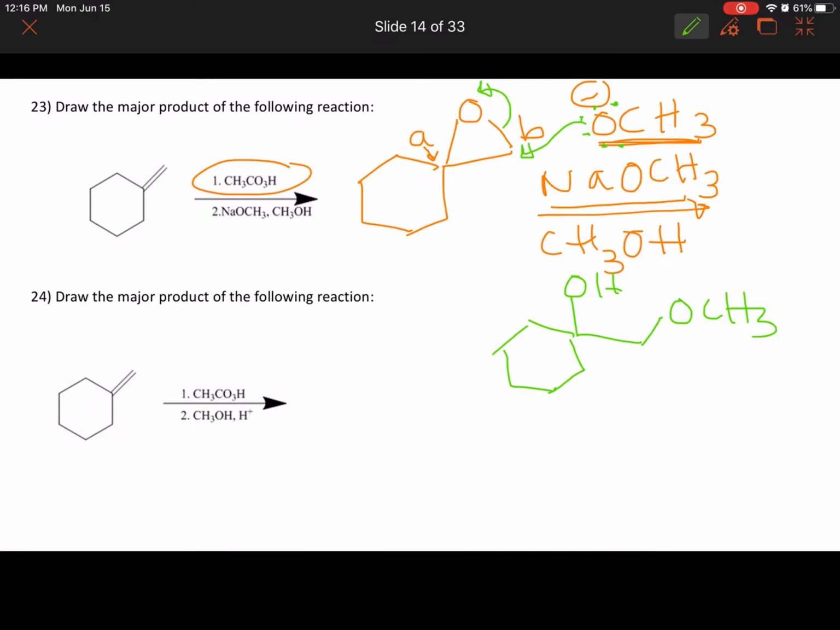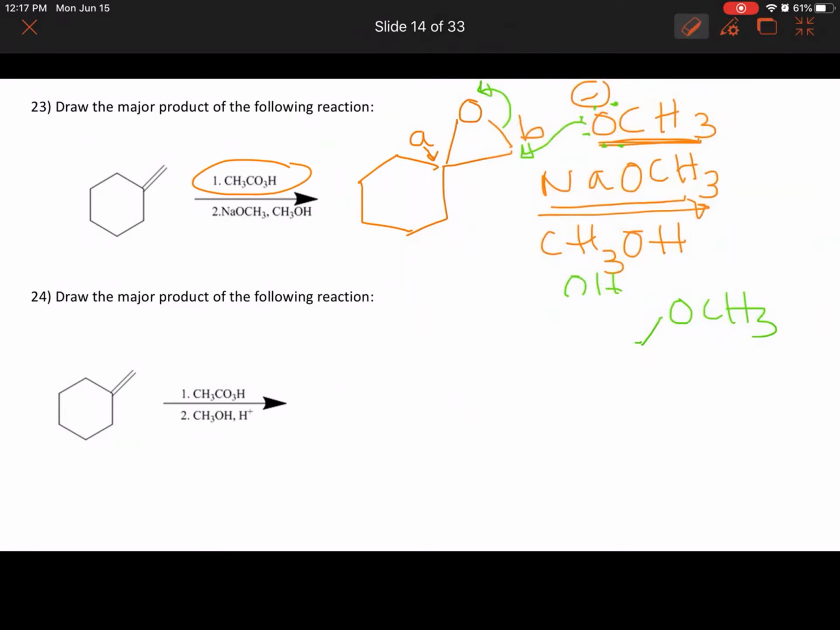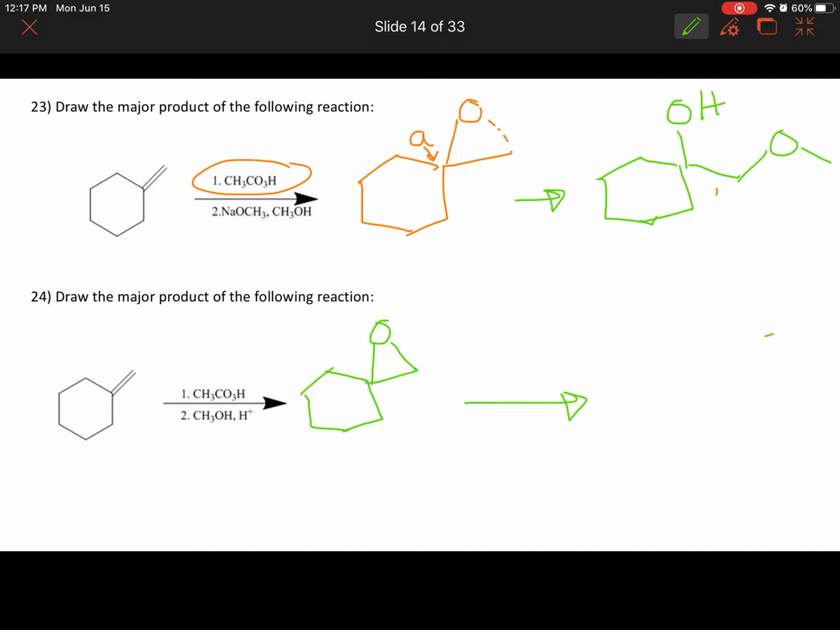So I have drawn here the final product since I explained the complete steps in the previous example. So the final product is this. So it's a two-step. First would be with the peroxy acid, the alkene would form the epoxide, then opening in the presence of a base, methoxide.